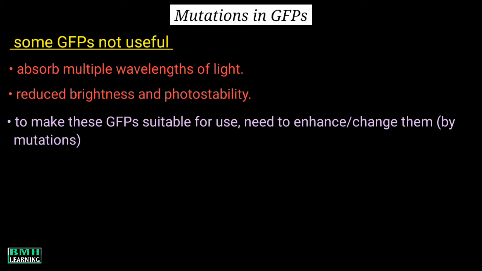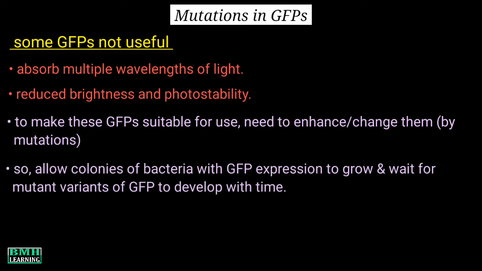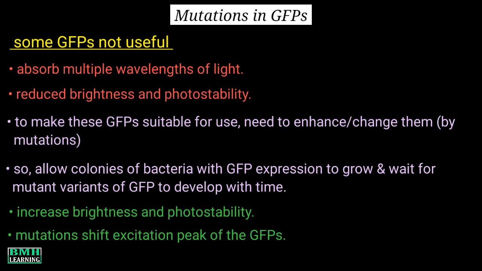So, one way of developing mutant GFPs is to allow colonies of bacteria with GFP expression to grow and wait for mutant variants of GFP to develop with time. These mutations increase brightness and photostability. Apart from this, the mutations also shift the excitation peak of the GFPs to match the spectral characteristics of the commonly used light filter in fluorescence microscopy. Further, mutations also increase the fluorescence yield. This means there are now enough fluorescent proteins to cover nearly the whole visible spectrum.